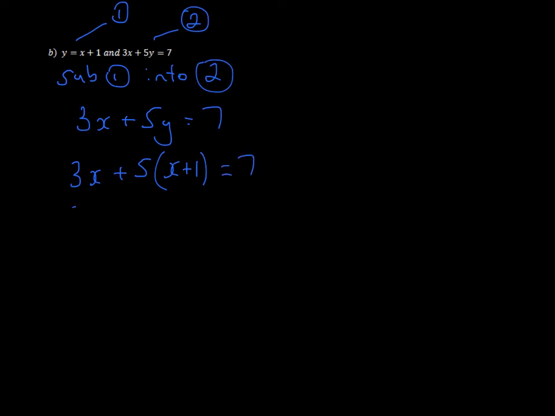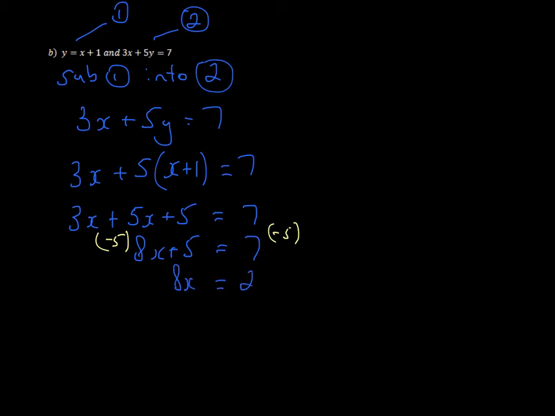So now I'm going to expand out. 5 times x is 5x. 5 times 1 is 5, equals 7. Collecting like terms, 3x and 5x is 8x plus 5 equals 7. Now I'm going to subtract 5 from both sides. That'll give me 8x equals 2. Final step, divide by 8. So therefore x equals a quarter or 0.25.